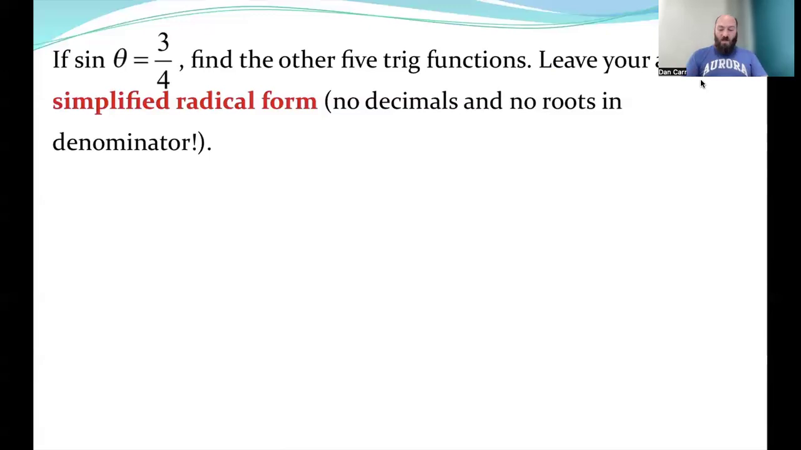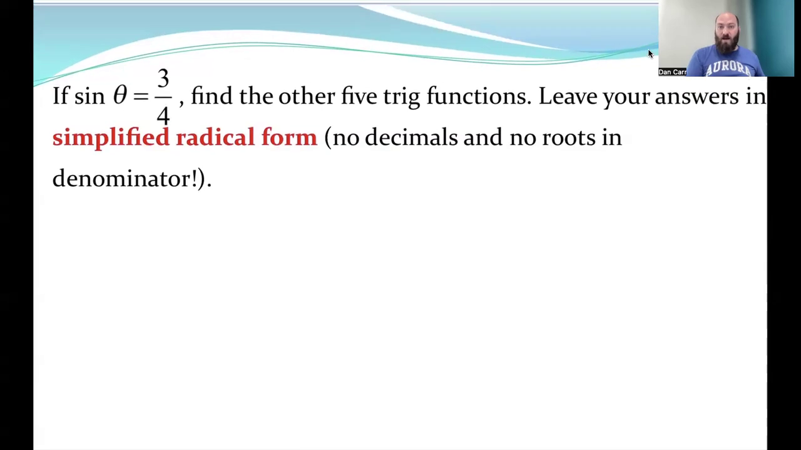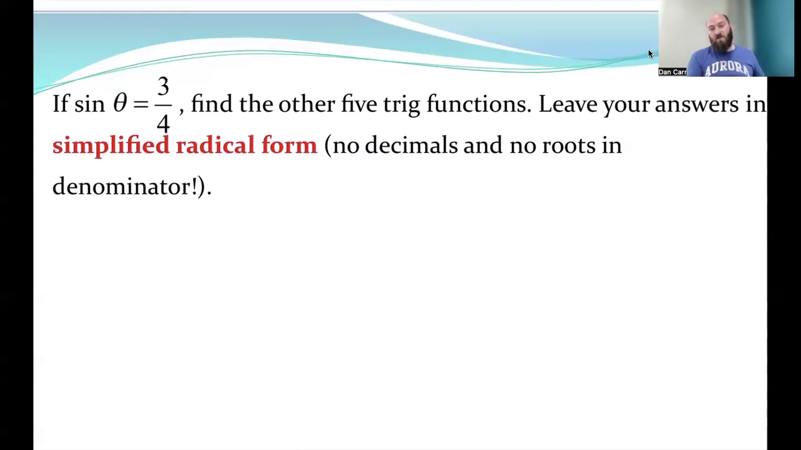Okay, so this one's got a little extra to it. If sine of theta is 3 over 4, find the 5 other trig functions. We're going to leave our answers in simplified radical form when we do this. So I'm given that the sine of theta is 3/4. One thing we're missing here is a third side. Remember, sine of theta equals 3/4 is a triangle where the opposite side and the hypotenuse are 3 and 4.